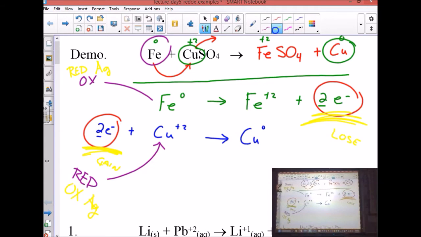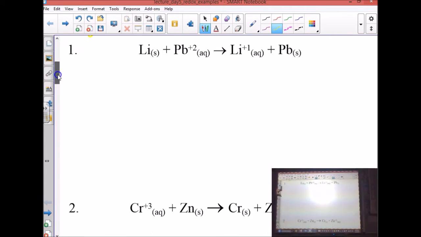Okay. All right, let's do another example. Here's our practice problem. I know there's like 4 practice problems. I'll do 2 and I'll have you do 1, then we'll do oxidation numbers.